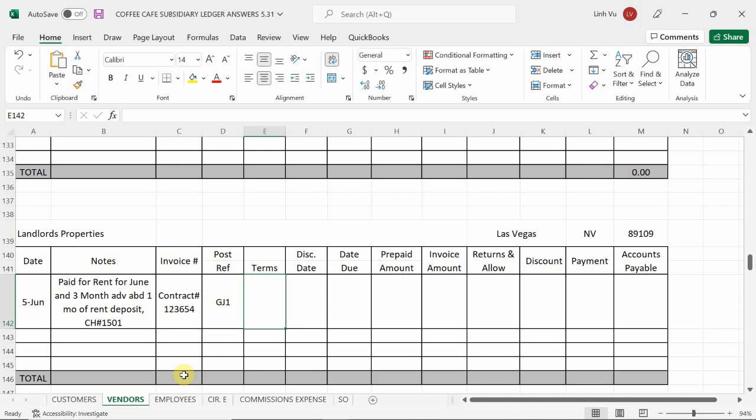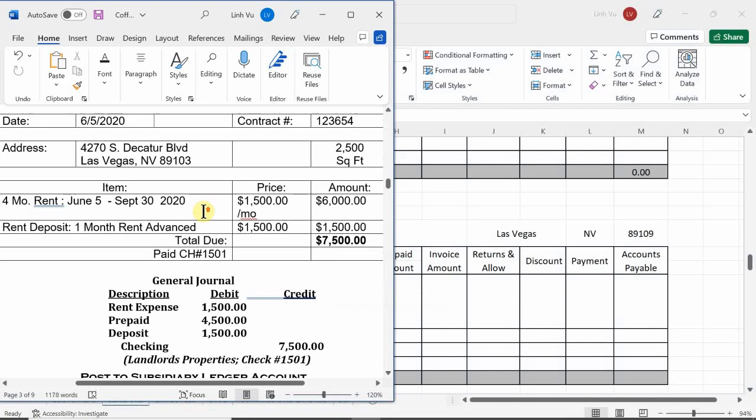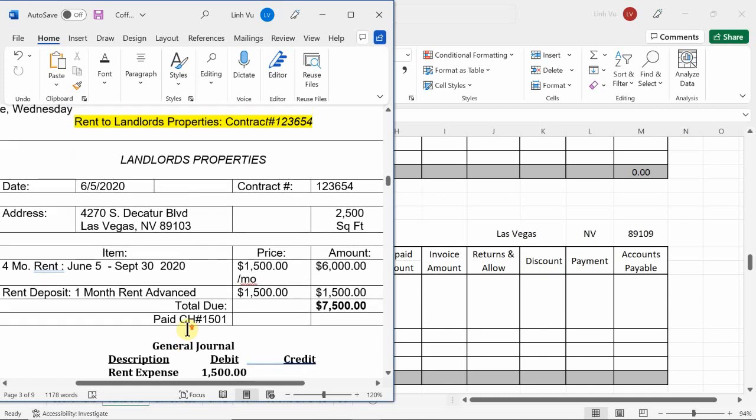Okay? Did your rent lender, or your vendor, excuse me, did they give you terms? You're not getting a discount or anything, so there's probably not any terms on it. It's always due on the first. In this case, we know that much because it's rent, right? We paid on the 5th, okay? So we know that rent is usually paid on the 1st of every month, okay? But in this case, we made a 3 months in advance payment. So we shouldn't be even receiving any bills from Landlord Properties for a while, right?